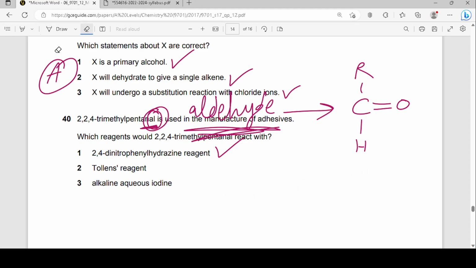And then Tollens' reagent, it would also react with Tollens' reagent because again, it's an aldehyde. Aldehydes give a positive result for Tollens' reagent. It's the silver mirror test, and a silver mirror is formed when you react Tollens' reagent with an aldehyde. Yeah, because Ag+ goes to Ag.